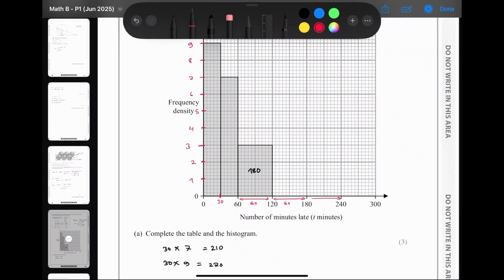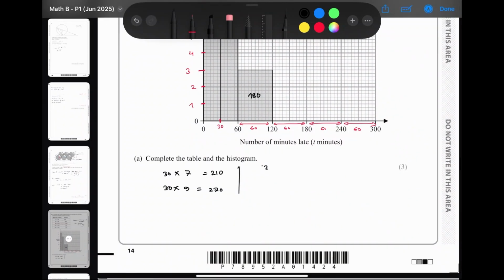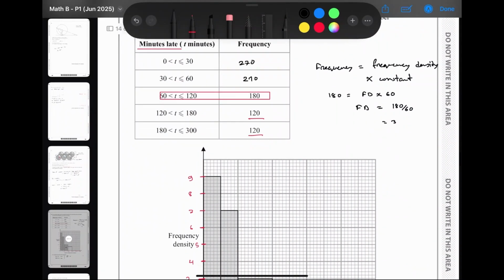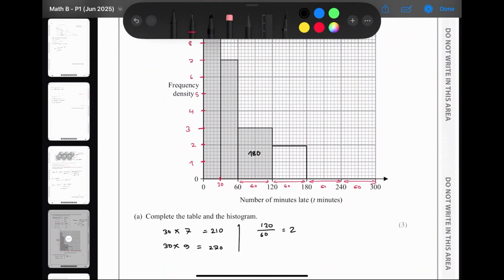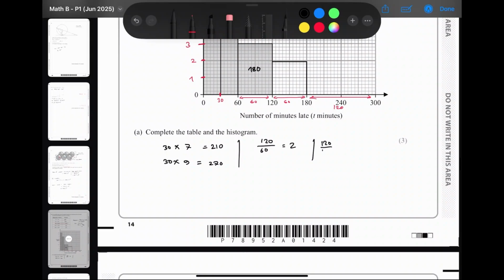For the graph, we need to calculate their respective frequency density, using the same formula. It's 2, so 2 up and 2 to the right. For the other one, the range has doubled while the frequency remained the same. By doing the division we get 1, and that we will draw to finish this question.